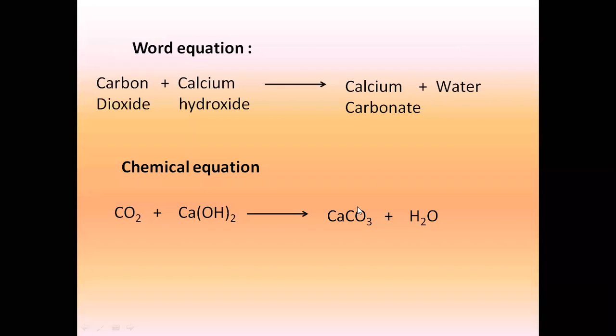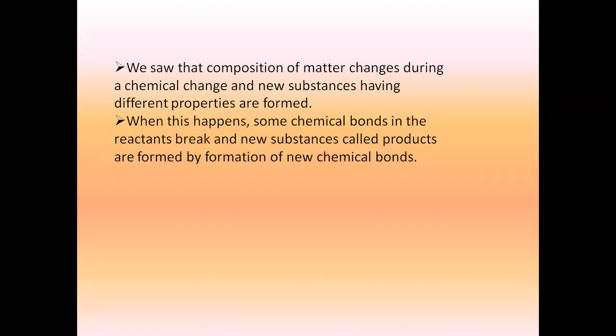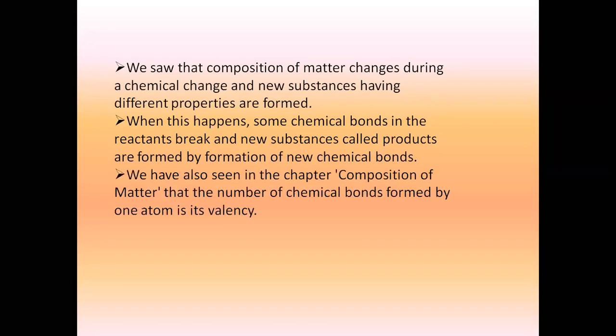Getting my point? Now let's move ahead with the chapter. We have studied the chapter called composition of matter. We saw that composition of matter changes during a chemical change. New substances having different properties are formed. Whenever a chemical change takes place, new substances having different bonds and different properties are formed. When this happens, some chemical bonds in the reactants break and new substances called products are formed because of the formation of new chemical bonds.